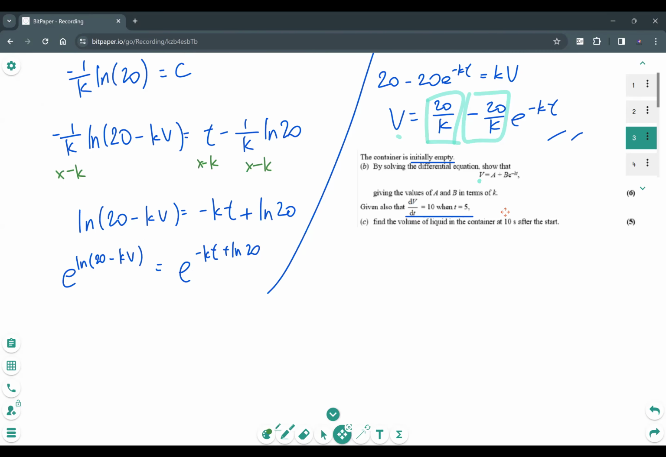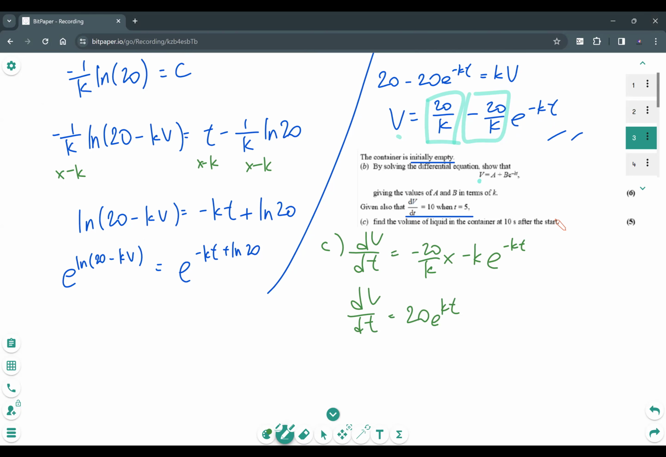Okay, so I'll use a different color for part C. dV/dt, so let's differentiate. 20 over k is gone because it's a constant. Differentiate this, you multiply by the negative k, so it'll be negative 20 over k times negative k e to the power of negative kt. To differentiate anything with the power of e, you just multiply the coefficient down. Okay, so minus k cancels out, so dV/dt equals 20 e to the power of negative kt.